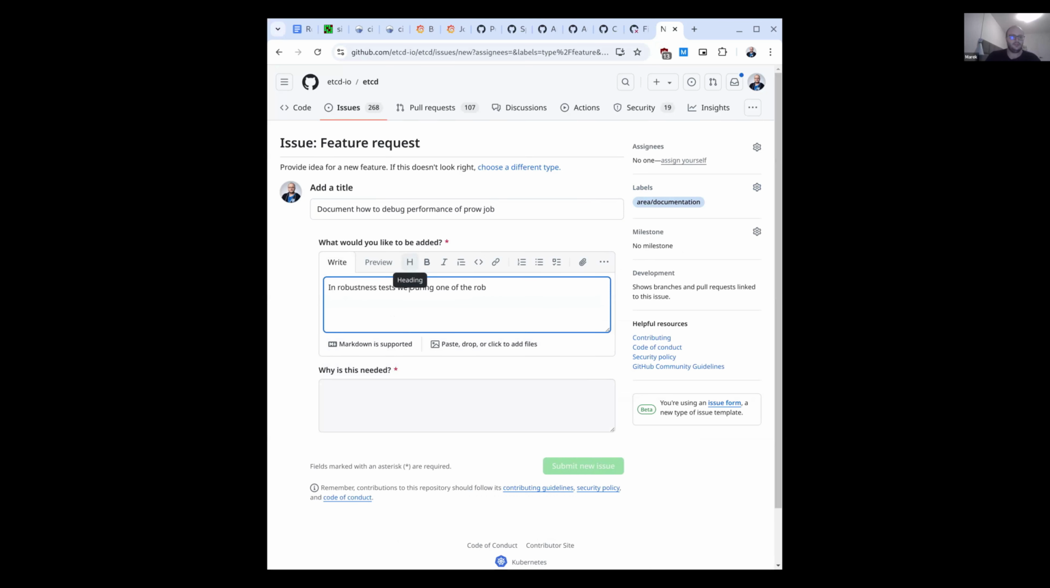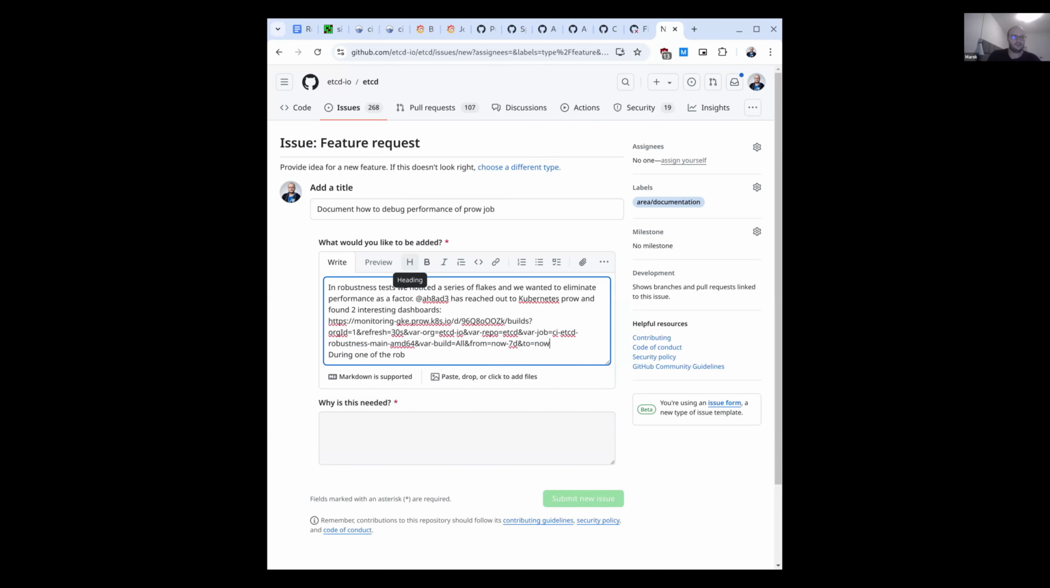the area. Who did you reach out to in Kubernetes? Prow? Found interesting dashboards.